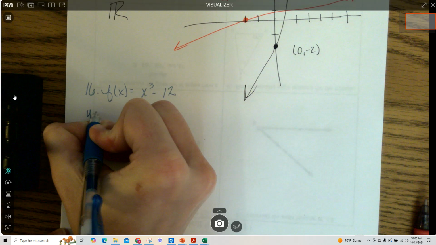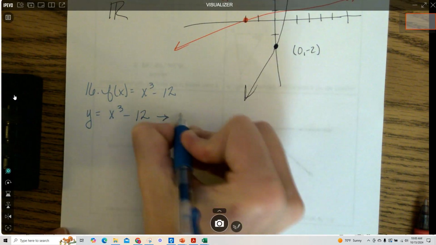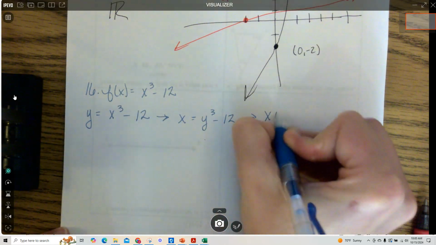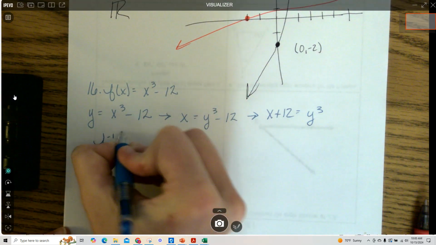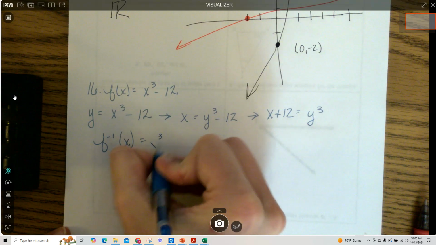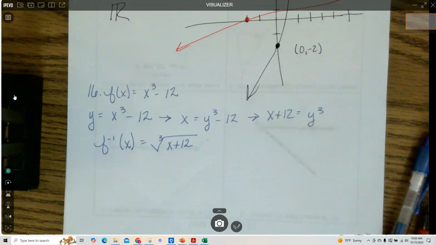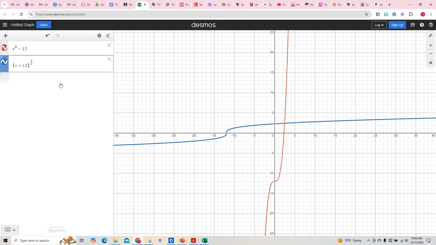Okay, so y equals x cubed minus 12. So x equals y cubed minus 12. So x plus 12 equals y cubed, and then cube root both sides. Okay, so with one like this, when you graph it, x cubed minus 12, and then the cube root of x plus 12. You want nice, pretty points.